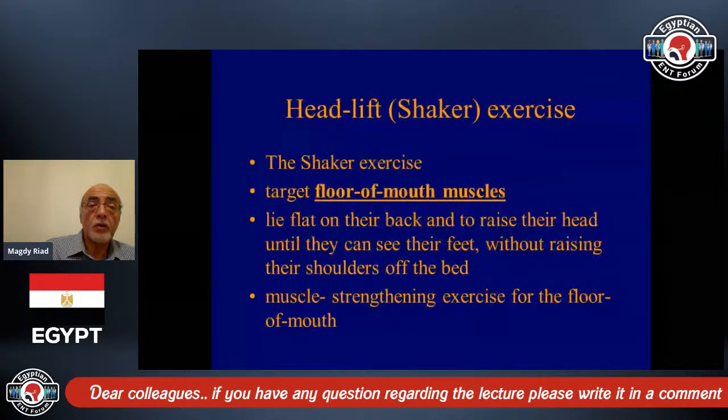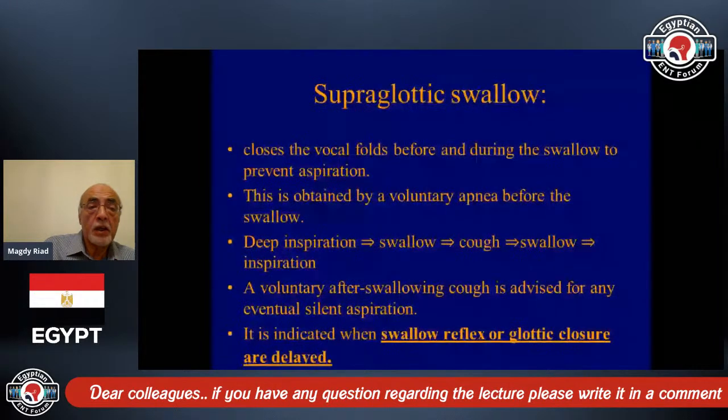Supraglottic swallow is again very common, very easy to do. You take a deep inspiration and then swallow, and then cough and then swallow and then inspire again. And it improves the glottic closure and also improves the supraglottic defensive mechanism.